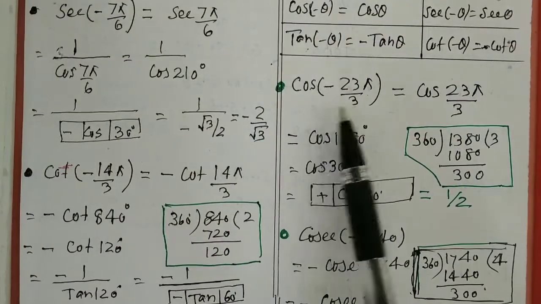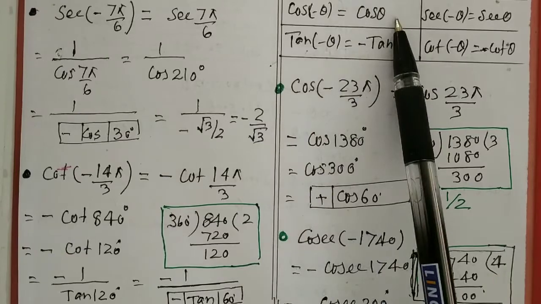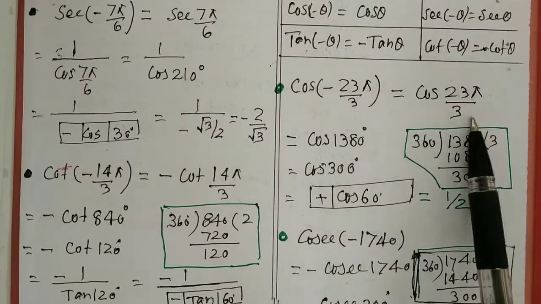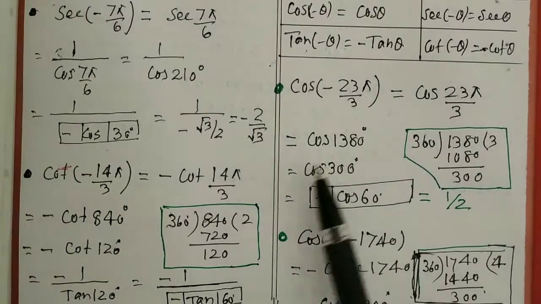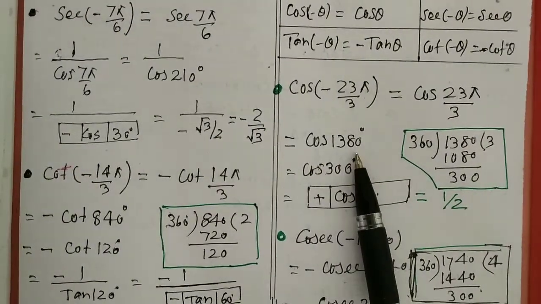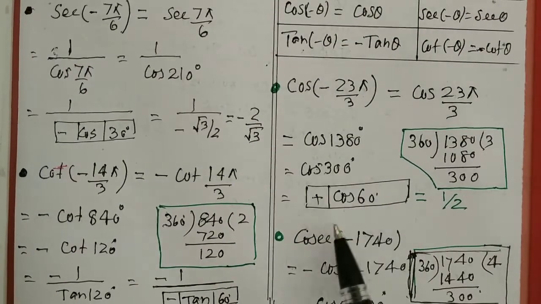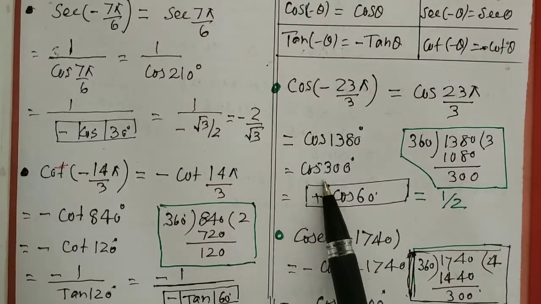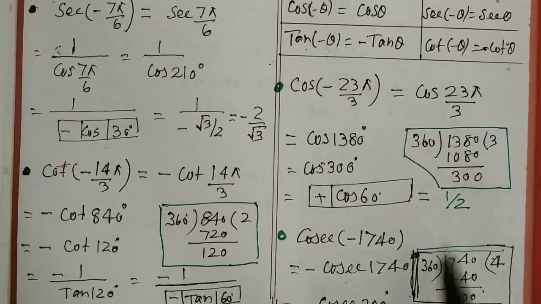Similarly, cos minus theta is equal to cos theta. Here you can see the minus is taken out and vanishes. So cos 1380 degrees, divided by 360, 300 is the remainder, so cos 300. This is in the fourth quadrant where cos is positive, so plus cos 60, which is half.